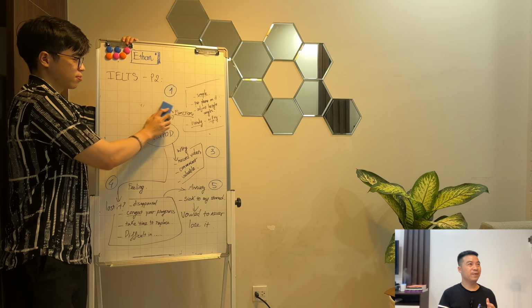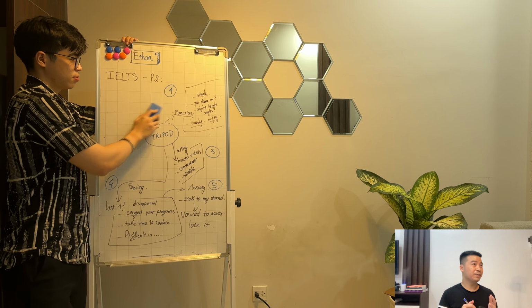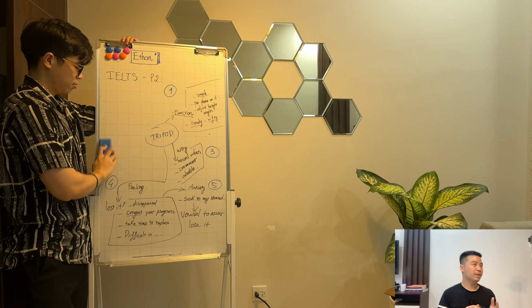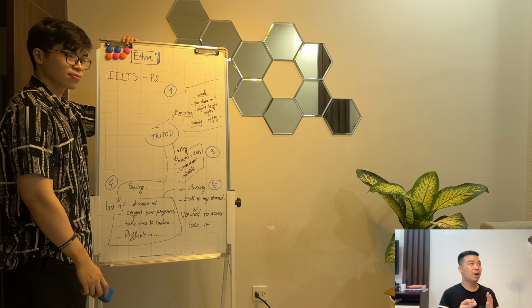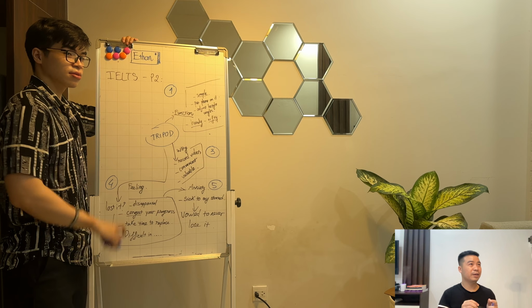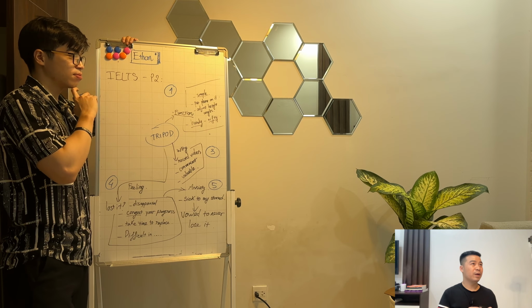Talking about the functionality, it is very simple. I just need to put my phone on the top of the tripod, and then I can adjust the height to whatever I want.